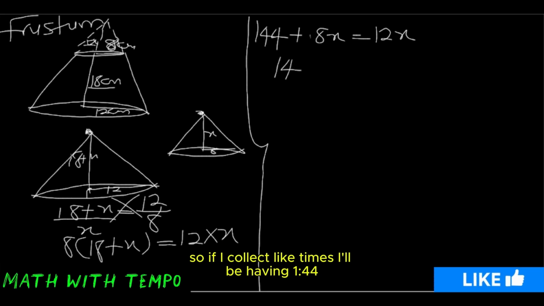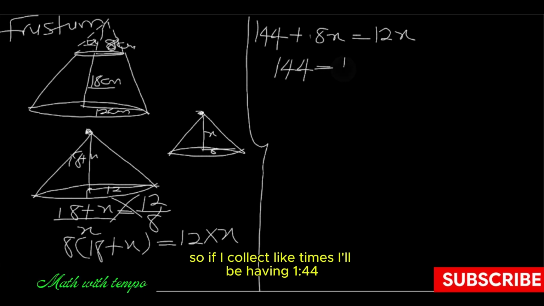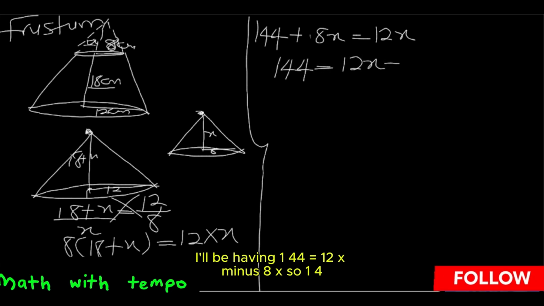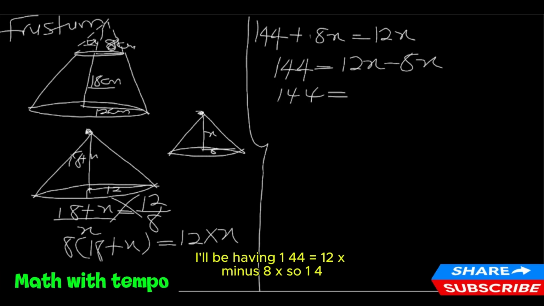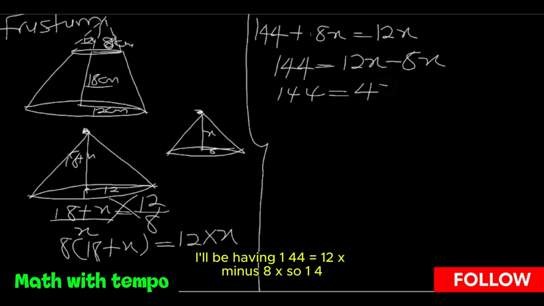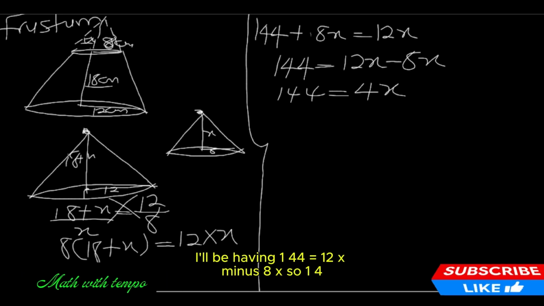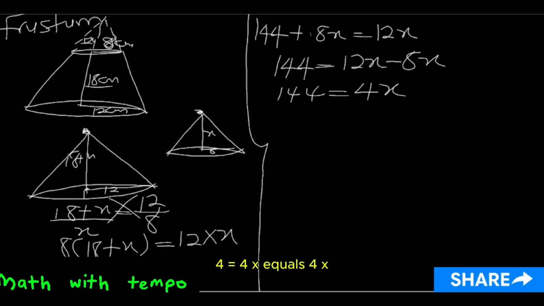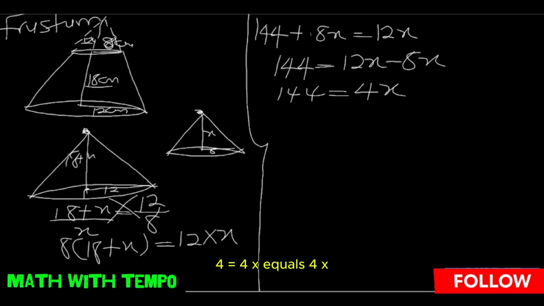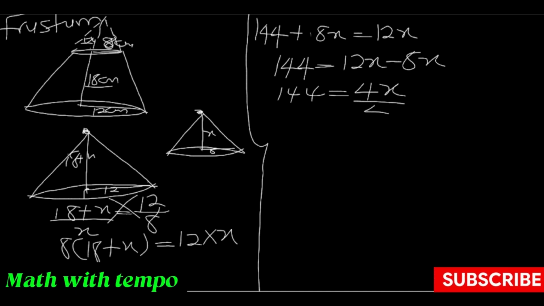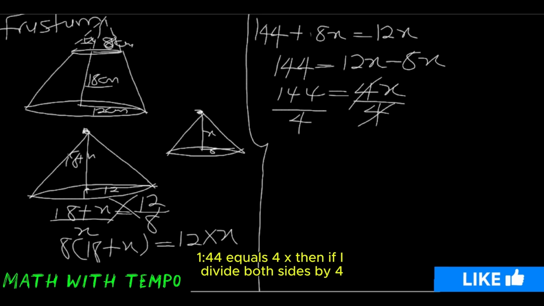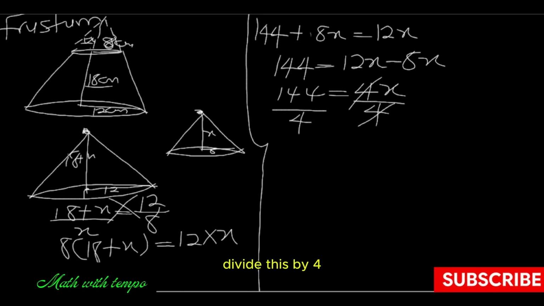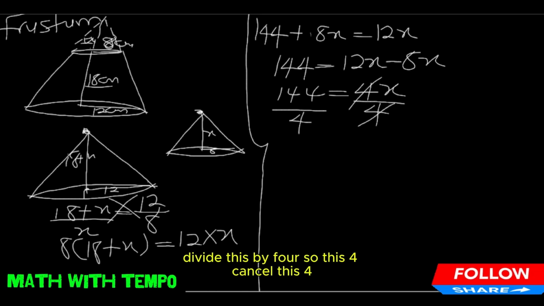Okay, so if I collect like terms, I'll be having 144 equals 12X minus 8X. So 144 equals 4X. Then if I divide both sides by 4, divide this by 4, divide this by 4.